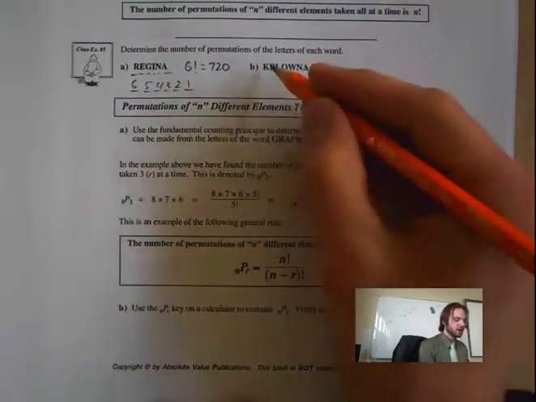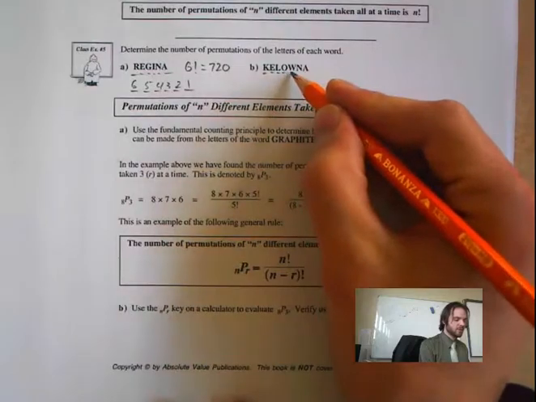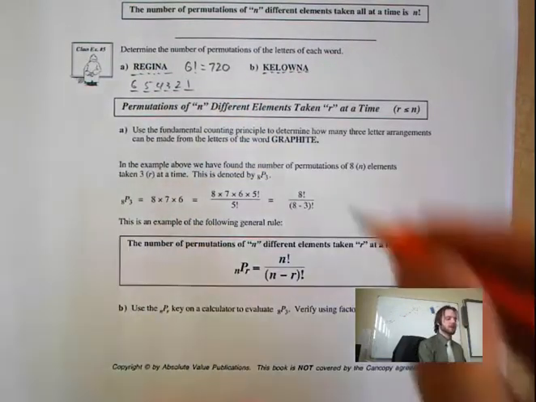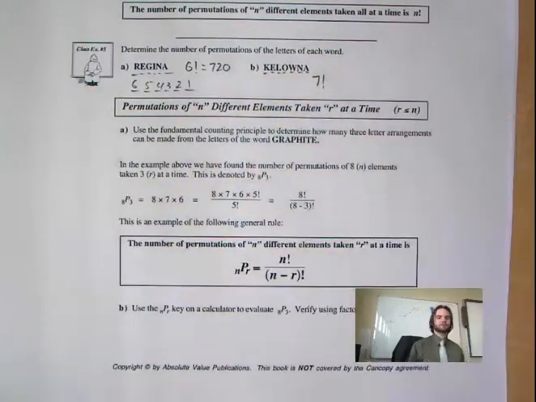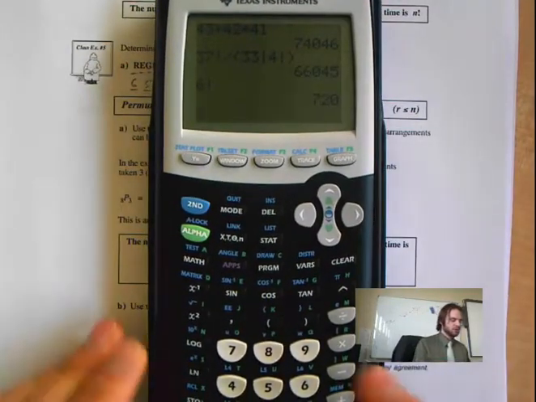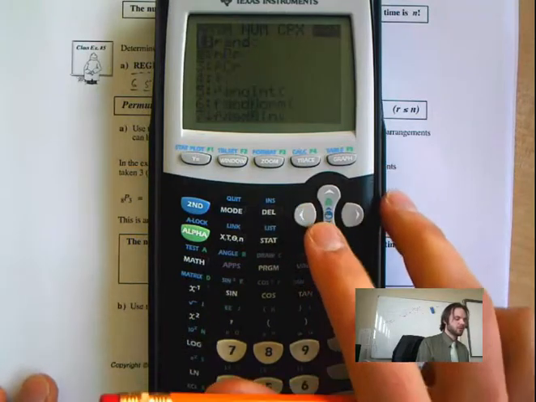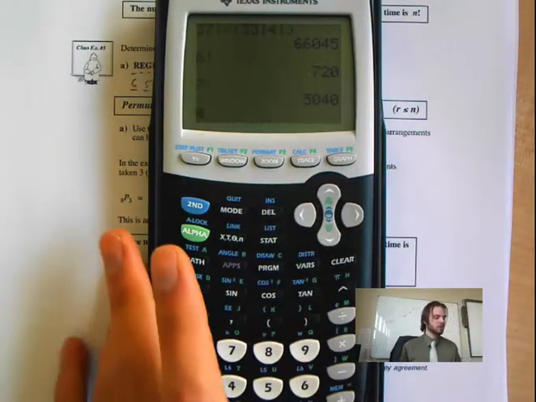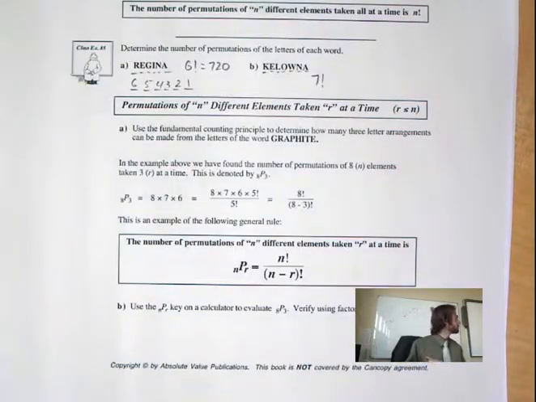So your calculator can help speed it up. Let's take a look at Kelowna. There's 1, 2, 3, 4, 5, 6, 7. So that is actually 7 factorial. So I'm going to put that into my calculator, and I'm going to go 7, math, all the way over to factorial, which is 5,040.